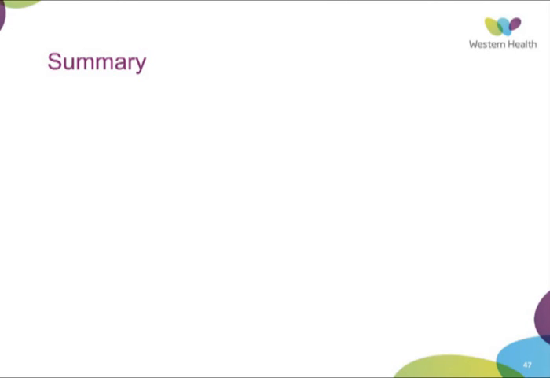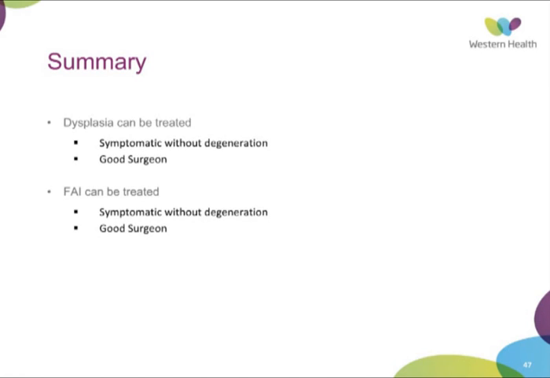So in summary, adults with hip pain from either FAI or from very mild acetabular dysplasia can be treated, as long as you have symptomatology without too much degeneration, and a good surgeon, because we know that the learning curve is quite long and people who are early in their experience are more likely to have outcomes with complications. And no one knows if we can make total hips last longer. But young people do have total hips pretty well.